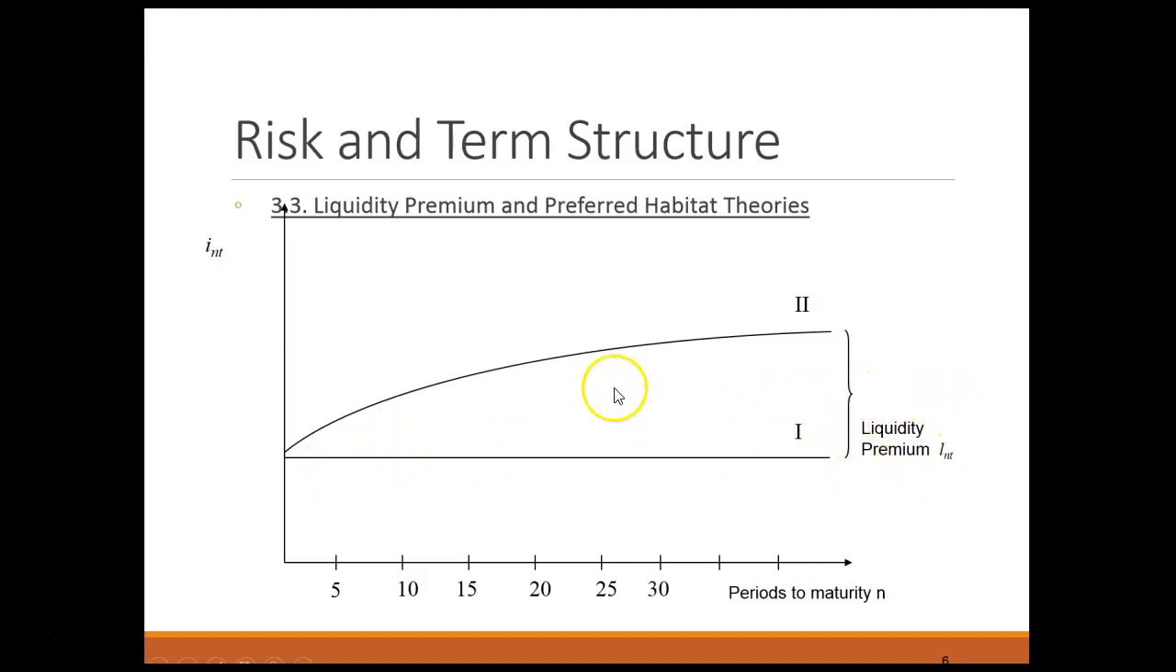Adding a liquidity premium shifts the curve up. Why is that? Because the liquidity premium on, say, a 5-year bond would be lower than that on a 10-year bond, would be lower than that on a 15-year bond, and so forth.